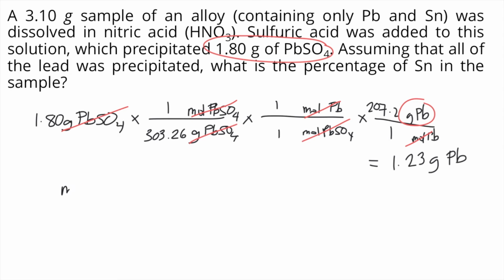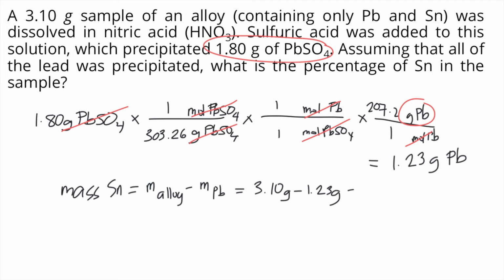So if you want to know the mass of tin, that is just the mass of your alloy minus the mass of lead. So mass of alloy is 3.10 grams minus mass of lead is 1.23 grams. So 3.10 minus 1.23, that is 1.87 grams of tin. So since now we have the mass of tin, we can solve the percentage of tin in the alloy or in the sample.